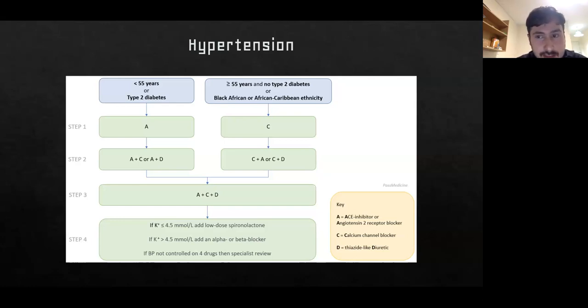So potassium in this case was less than 4.5, so we decided to add low-dose Spiro. If it was more than 4.5, though, you'd add an alpha or beta blocker instead. And if in primary practice the BP is not controlled on 4 drugs, send them to the cardiologists for a specialist review. So hypertension is very easy for them to ask in the GP setting. Memorize these guidelines and you'll do absolutely fine.